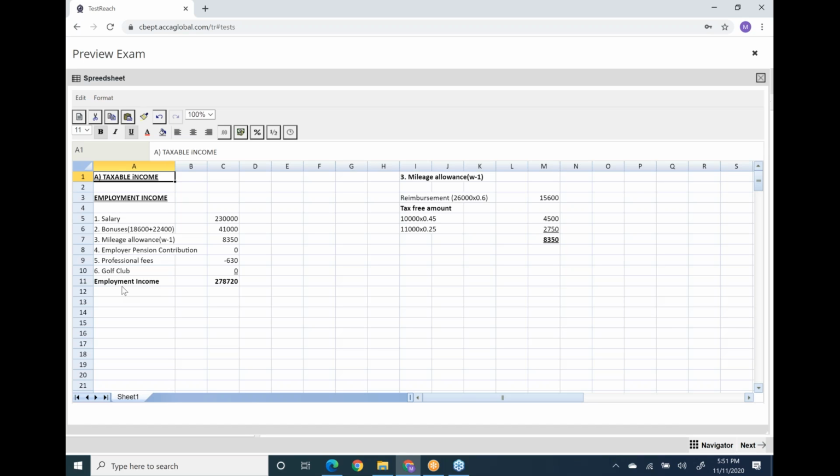Okay, students, we are taking a 6 to 7 minutes namaz break, and then we'll start this topic. Okay, we have calculated employment income. You can see the employment income. The remaining part we'll be doing after namaz. Okay, 6 to 7 minutes namaz break.